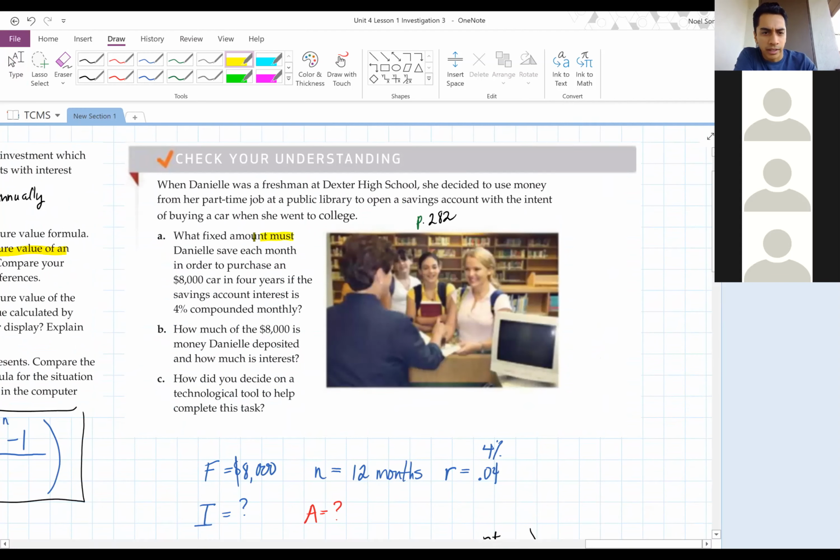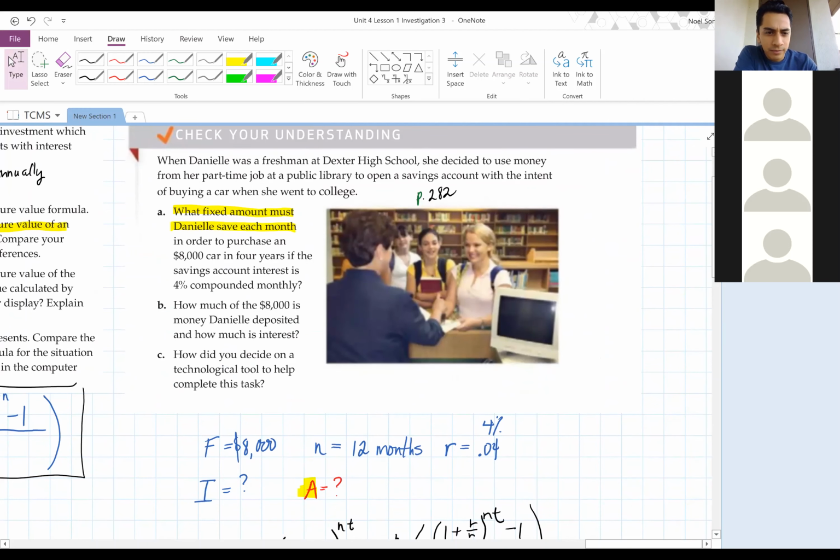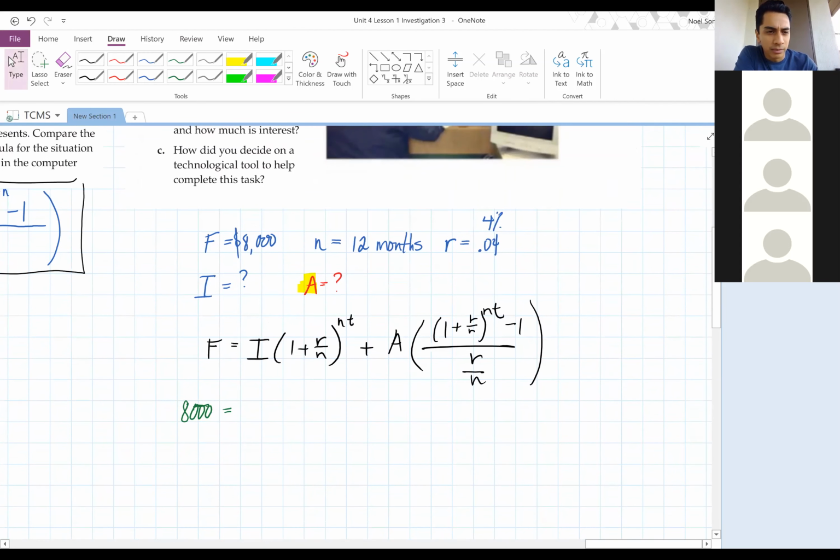Right? The question we're trying to answer is what fixed amount does she need to save each month? So we're trying to solve for A, but if we're not given any information about any initial deposits, what do you think we can plug in for I? Any ideas?